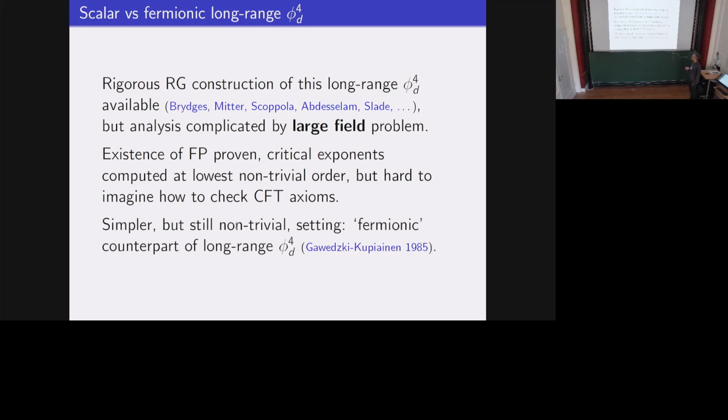So a simpler but still non-trivial setting is the fermionic counterpart of this model. Somehow this is defined by a functional integral that is formally the same as the one I wrote in the previous slide, but with the field phi replaced by a Grassmann field rather than a scalar field. So a model of this sort, or at least something very similar, has been proposed by Gawedzki and Kupiainen in 1985. They also proved the existence of a non-trivial fixed point for this model, but they didn't investigate the structure of this fixed point further.